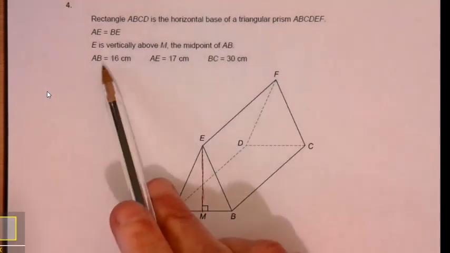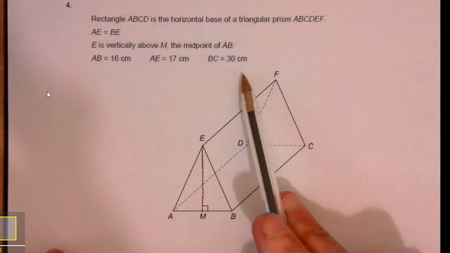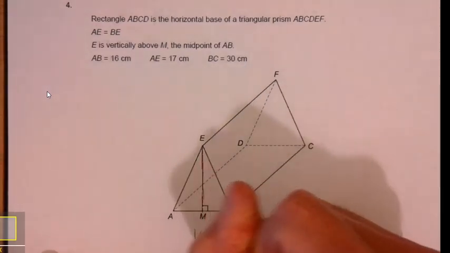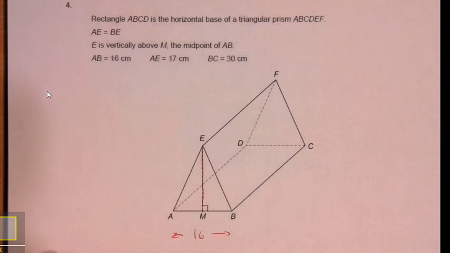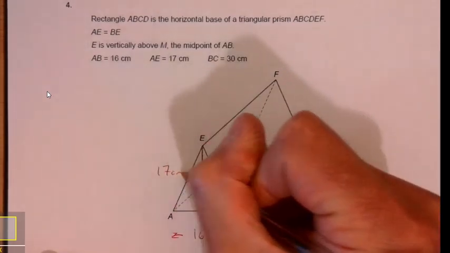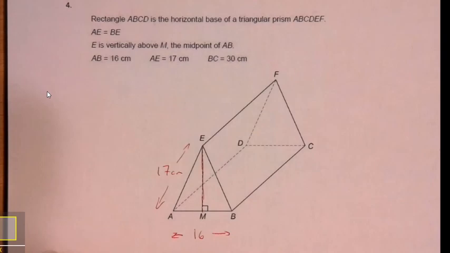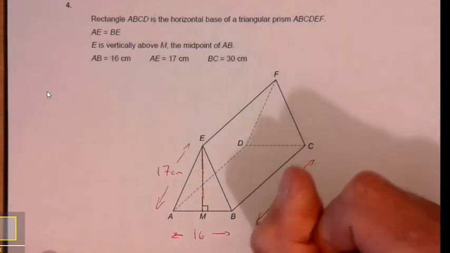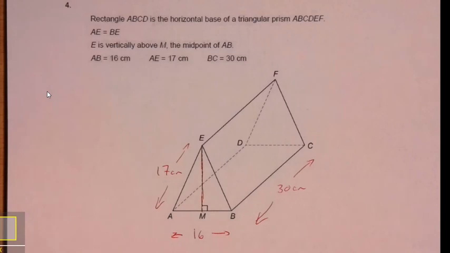It's given me a load of stuff up here. A good idea here is to write these numbers on there. So that's 16. AE, that's 17 centimeters. So that's that bit. And then it also tells me BC, and that's that bit, okay? Just write those numbers on, alright?